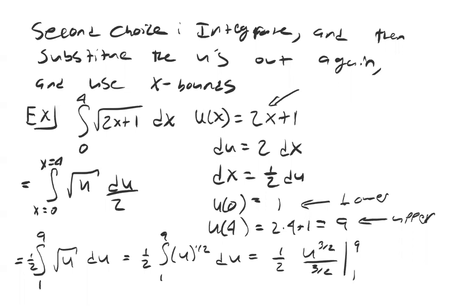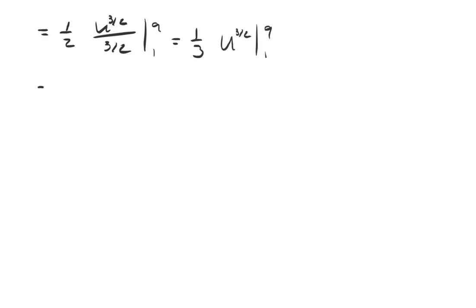And so when I do this, I'm going to have to make a new page here. So this is 1/2 u to the 3/2 divided by 3/2, evaluated from 1 to 9. So when I simplify this, I'm going to get 1/3 u to the 3/2 evaluated from 1 to 9. And then this is 1/3 times 9 to the 3/2 minus 1/3 times 1 to the 3/2.